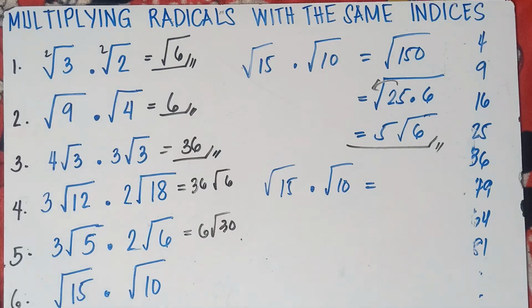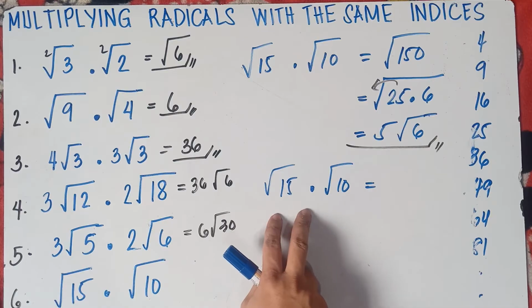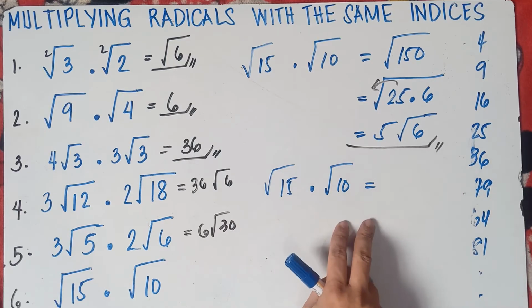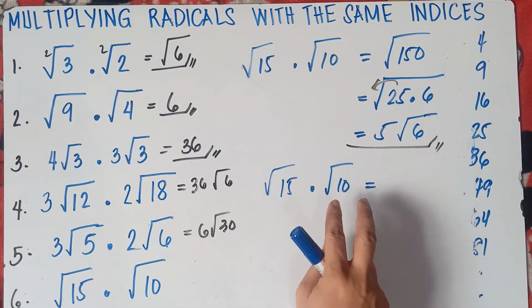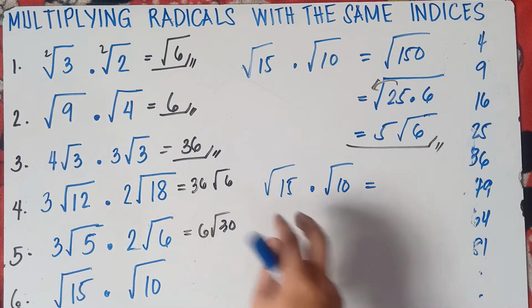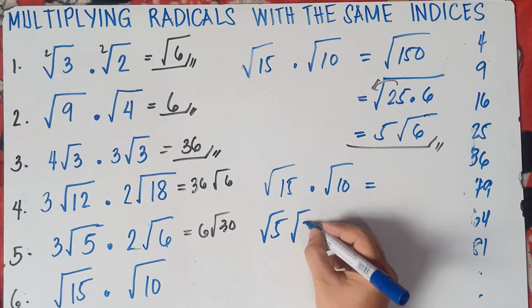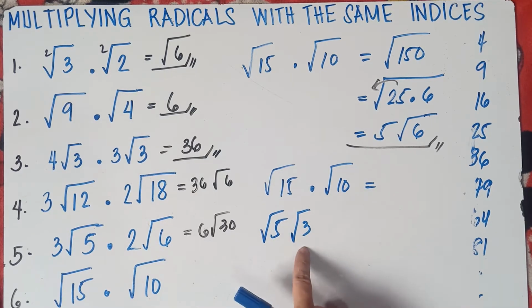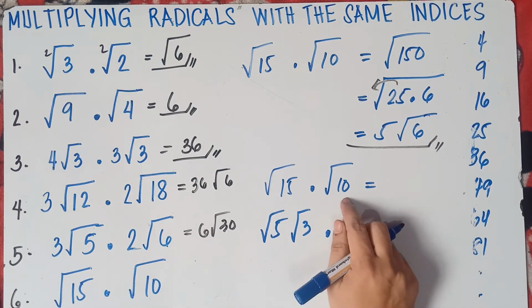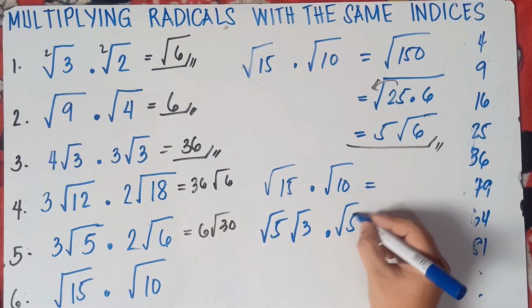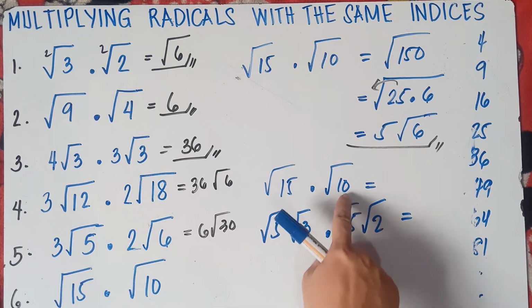So the thing that we will do in the shortcut, you find two factors of 15 such that one factor is common to 10. Once again, you find two factors of 15 such that one factor is common to 10. For 15, we can write square root of 5 times square root of 3, right? That's square root of 15. And for 10, we can write square root of 5 times square root of 2, right? That's square root of 10.